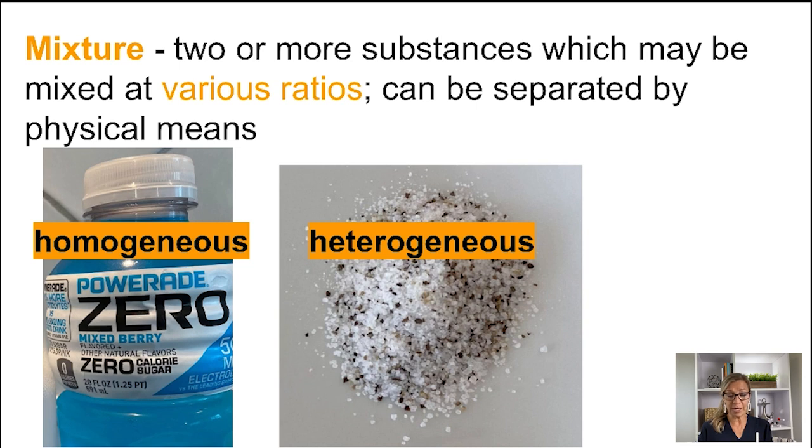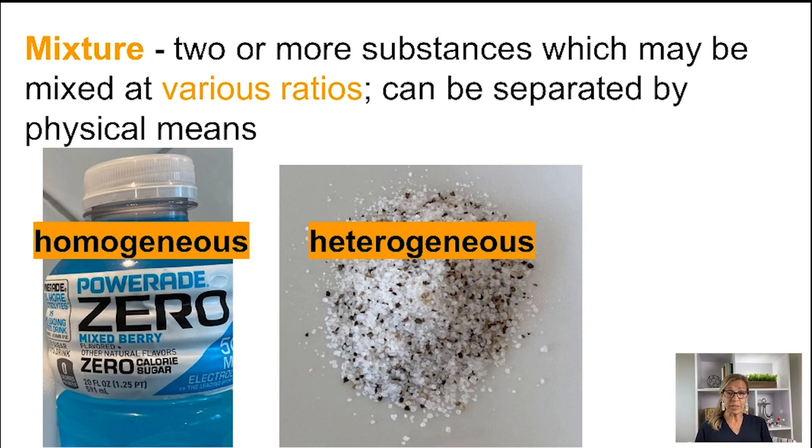And so let's talk about two types of mixture. One is what we call homogeneous, and that is where it is evenly distributed throughout. For example, the Powerade. It's a solution that is based on water, and we have a lot of different compounds dissolved in water, and it is evenly distributed. There aren't little chunks of salt in there and little bits of color floating around. It is distributed throughout. That's why we call it homogeneous.